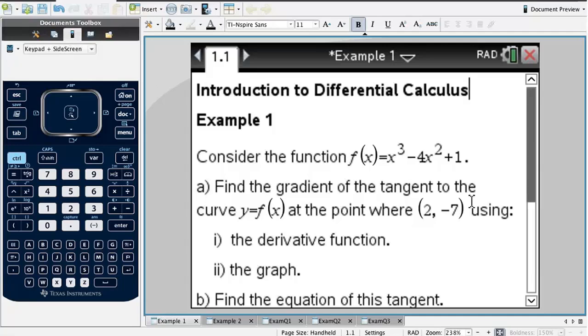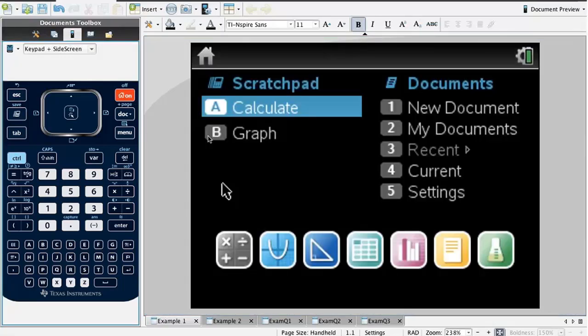Example 1 is to consider the function f(x) equals x cubed minus 4x squared plus 1. We want to find the gradient of the tangent to the curve at the point (2, -7) using the derivative function in the calculator document, and we're going to use the graph. First things first, I'm going to open a calculator document.